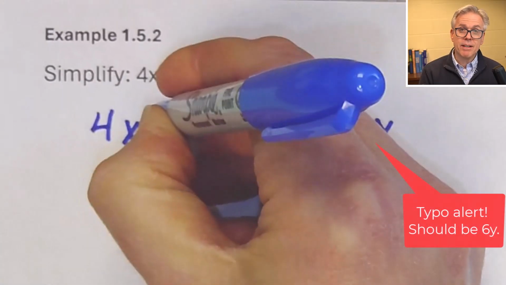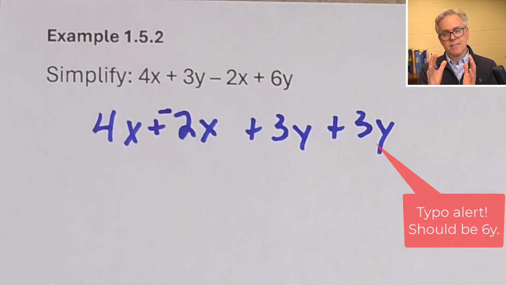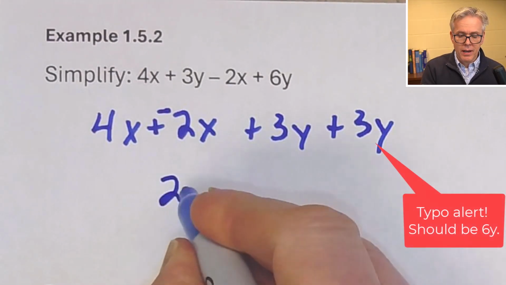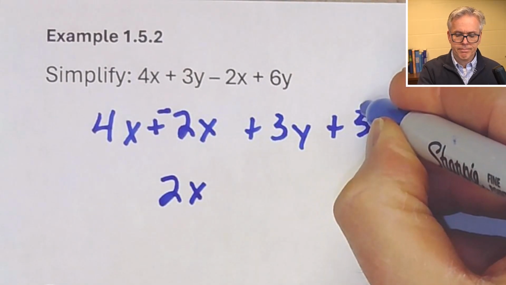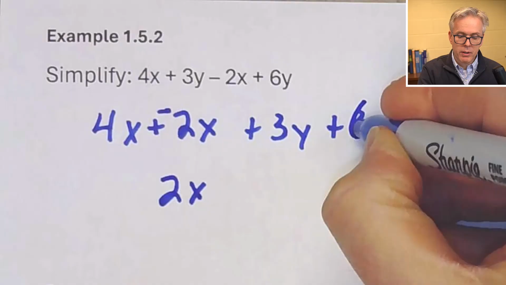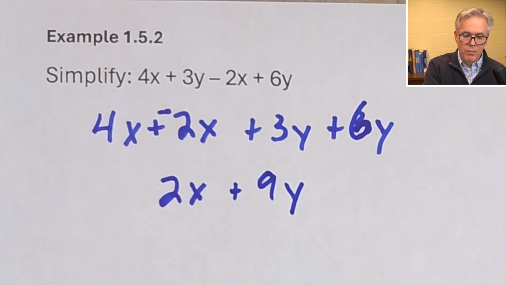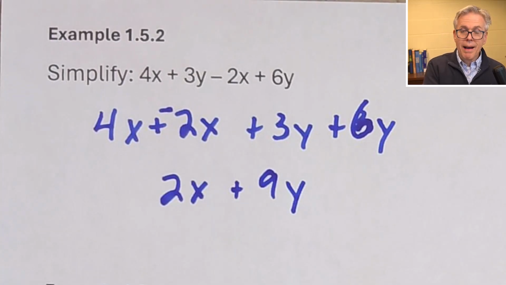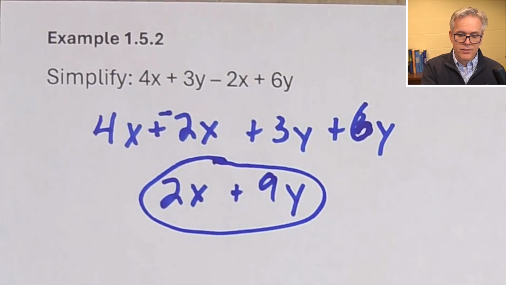Now, as I've mentioned before, I typically will say plus a negative. And for me, that helps emphasize the fact that that negative sign is attached to the number. And so in this case, 4x plus a negative 2x is just 2x. And then 3y plus, a typo here, it's 3y plus 6y. So 3y plus 6y is 9y. Can I combine these? No, they are not like terms. We have different variables. So that is your final answer.